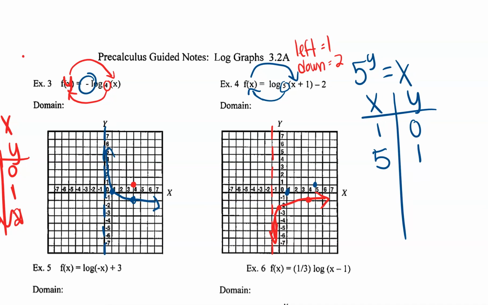I forgot to write the domain on these, sorry. The domain on this one is how far left and right it goes. It never crosses this asymptote, so the domain is 0 to infinity, or x is greater than 0. On this one, the domain shifts a little bit. The next one, it's now over at negative 1 to infinity, or x is greater than negative 1.